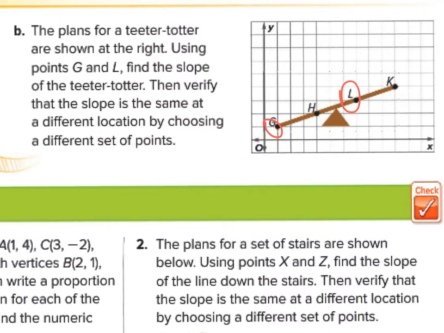G has 1 and 1. Okay, 1 and 1 are those coordinates. And L has, let me count, 1, 2, 3, 4, 5, 6, 7. So a run of 7 and a rise of 3. So let's just put 7, 3, right? I'm going to label these. These will be my x1, y1, x2, y2, right?